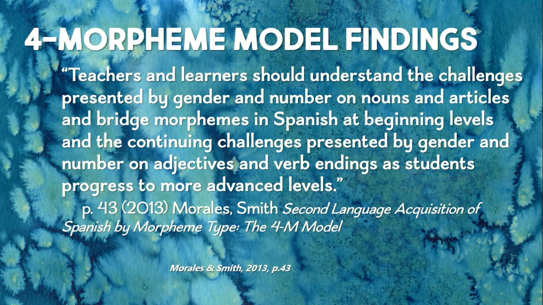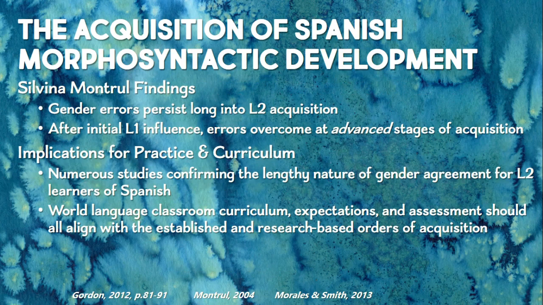Now, here's a specific quote from this study to dive a little bit further into these ideas. Teachers and learners should understand the challenges presented by gender and number on nouns and articles and bridge morphemes in Spanish at beginning levels. Remember, morphemes being our cute little Lego blocks of language. And the continuing challenges presented by gender and number on adjectives and verb endings as students progress to more advanced levels. This is a big thing for Romance language teachers, that idea of gender agreement. And it's maybe something that we should ease up on a little bit.